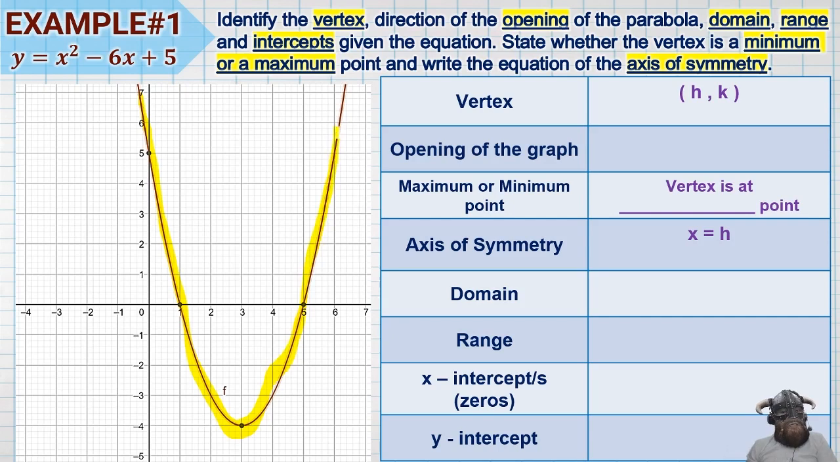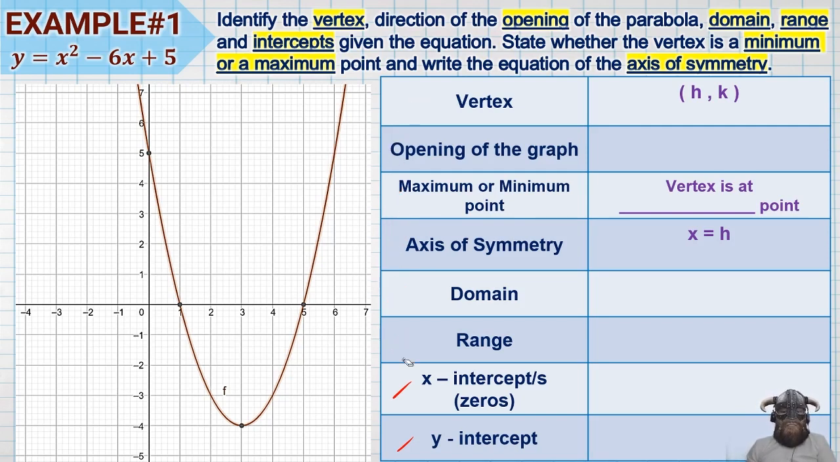So ang mahalaga lang naman dito is ma-identify natin kung ano yung mga values ng ating characteristics. So, on the instruction, it says identify the vertex, direction of the opening of the parabola or opening of the graph, the domain, the range, the x and y intercepts given the equation. State whether the vertex is a minimum or maximum point. Yan. So, minimum ba siya or maximum? And also, you have to identify the axis of symmetry. So, sabay-sabay natin or sama-sama na natin silang i-identify.